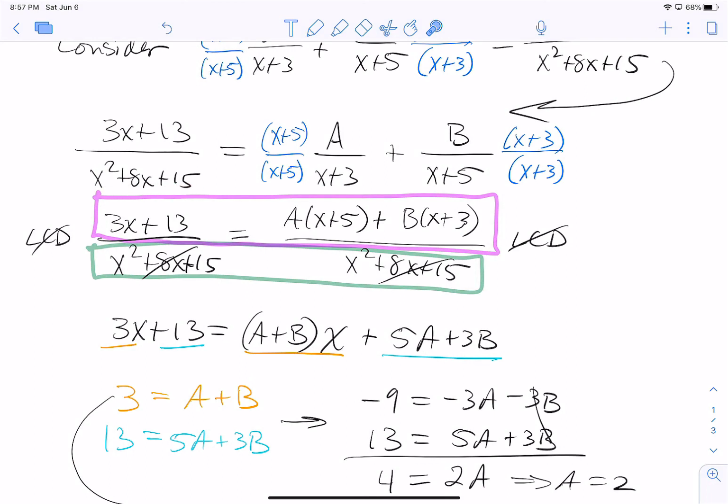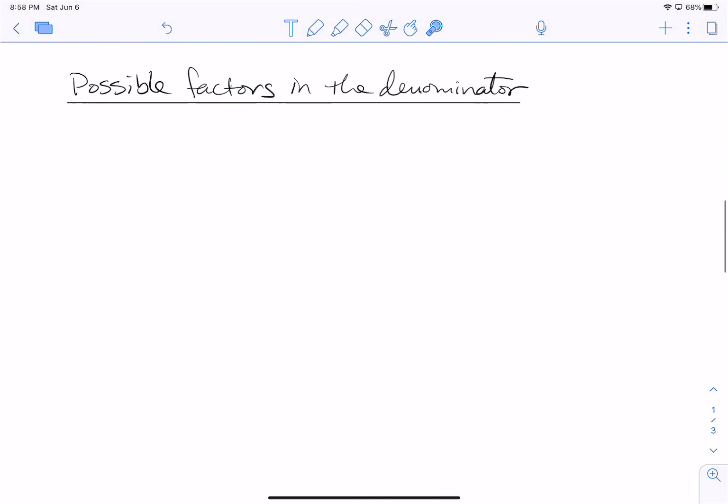And this was factored into x plus 3 times x plus 5. The type of factor that we have in a denominator is going to determine what our numerators are going to look like. There are four possibilities.